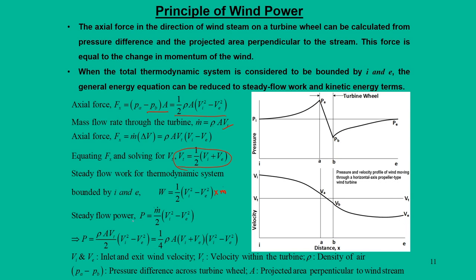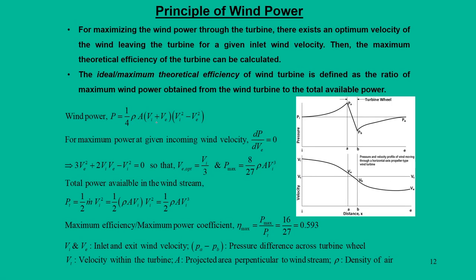ultimately we land up having the power expression P = (1/4)ρA(Vi + Ve)(Vi² − Ve²). So, you have to pay attention right now here, because we have to find out which are typically constants. From this expression we can say that rho is a constant quantity, it does not change in this entire domain between I and E. A is the swept area that is fixed by the installation location. Vi is your wind speed at that particular location, but we do not have any control over that. But our job is to maximize the wind kinetic energy. So, the only control that we have is Ve.